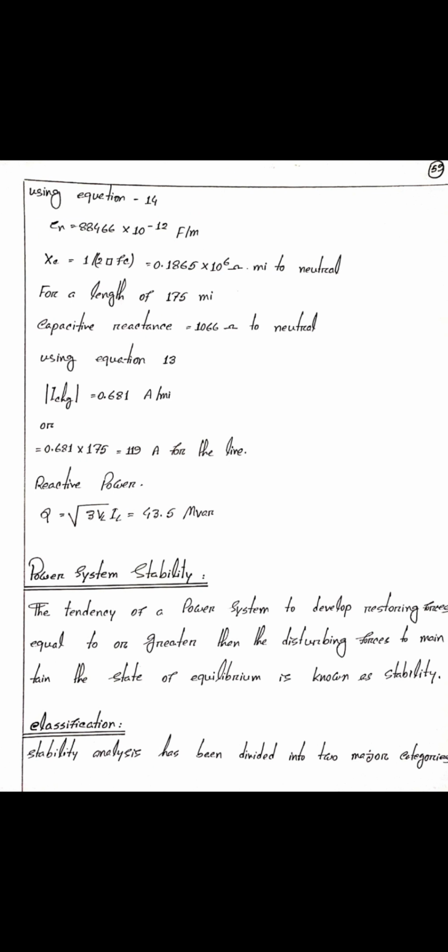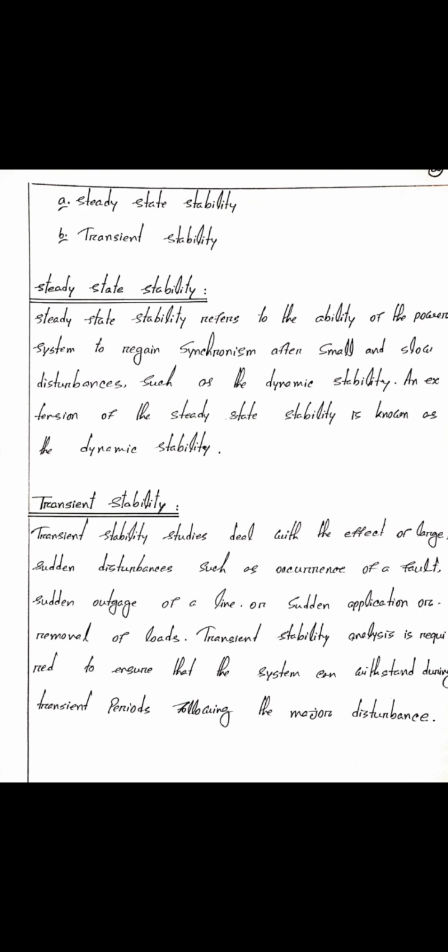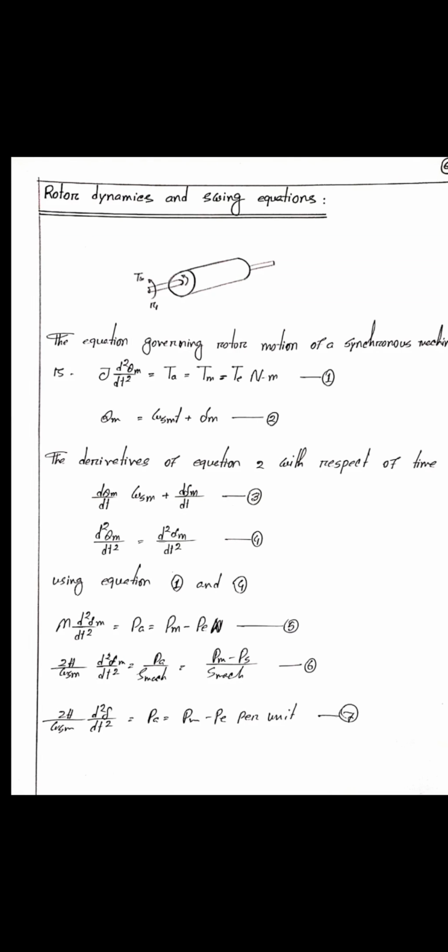Power system stability. The tendency of a power system to develop restoring forces equal to or greater than the disturbing forces to maintain the state of equilibrium is known as stability. There is a classification: steady state stability and transient stability, with their descriptions.